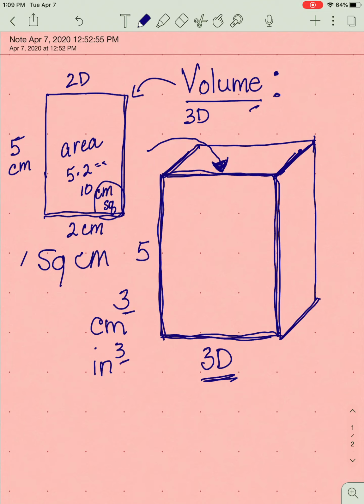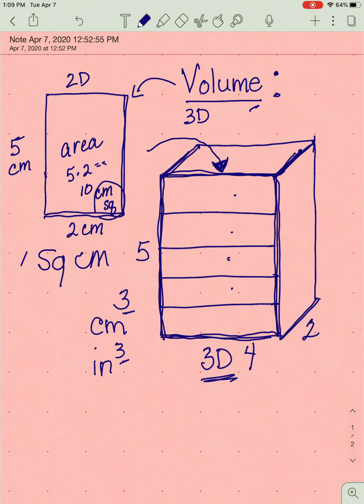So let's say this is 5 and this is 4, and when we go back, this is 2. Well, how would we draw that if we were looking at it layer by layer? So what this is saying is we're going to have 5 layers going up. So we're going to have 1, 2, 3, 4, 5.